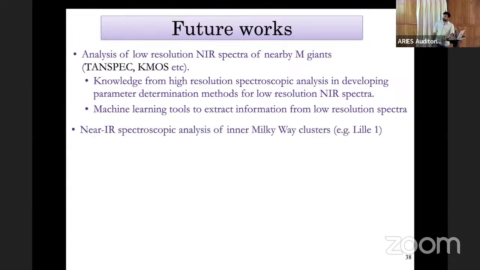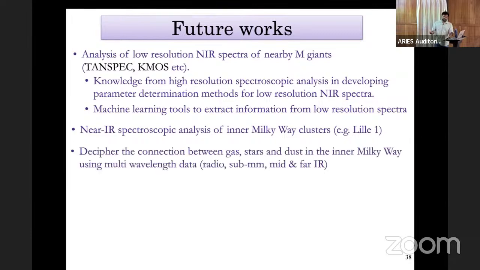In addition to that, I am also planning to carry out near-infrared spectroscopic analysis of inner Milky Way clusters, because there have been recent observations of the Liller 1 cluster, which is found in the inner part of the bulge, which also has supersolar metallicity stars. So it will be very interesting to compare this cluster with the nuclear star cluster stars.